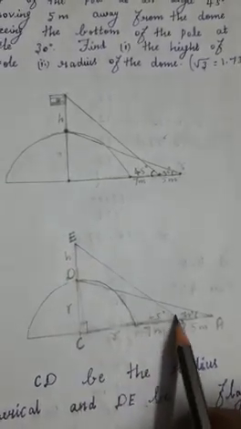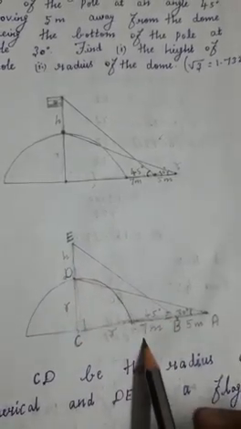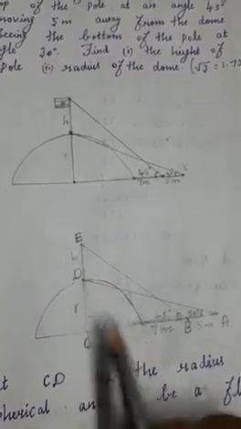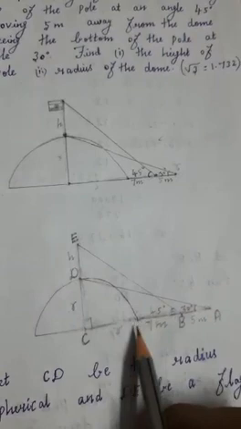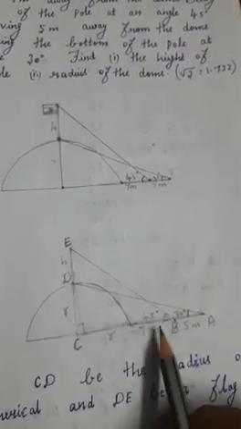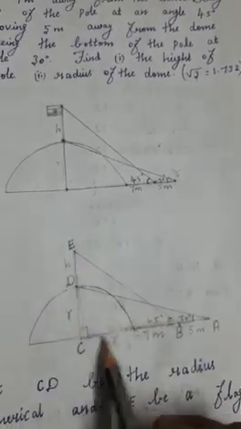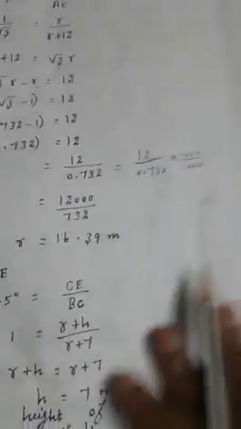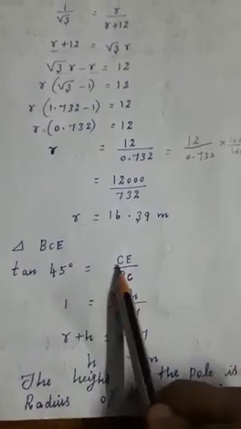So this is the opposite side, this is the adjacent side, and this side is the hypotenuse. This and this you know. Opposite and adjacent means the tan ratio, here also you can take. Tan of which angle? 45 degrees. Tan 45 degrees, opposite divided by adjacent, this part divided by this part, so CE divided by BC. The tan 45 degree value, you know, is 1, equal to CE divided by BC.